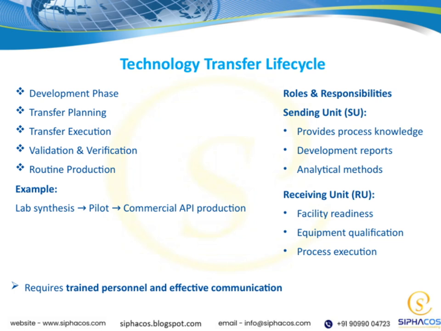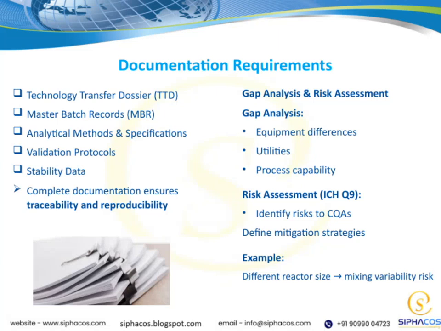It's important to understand that this process spans the entire technology transfer lifecycle, from the initial development phase through transfer planning and transfer execution, all the way to validation and verification. Once validated, it moves into routine production. To give a practical example, think about the progression from lab synthesis to pilot scale, and finally to commercial API production. Each stage builds on the previous one, requiring close collaboration and clear communication between the sending and receiving units to ensure success.